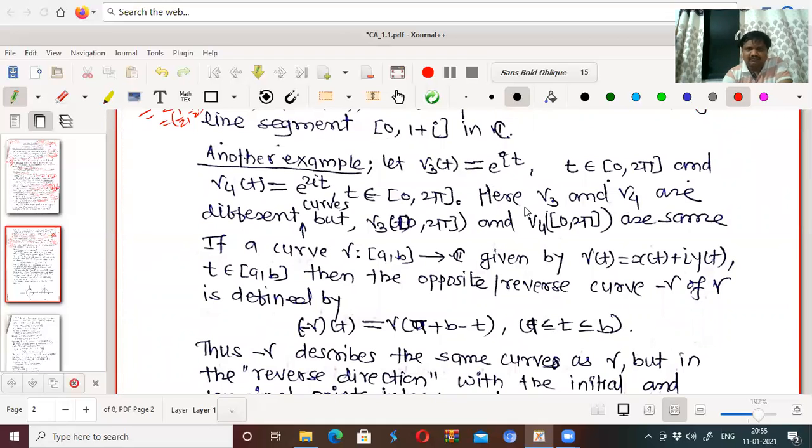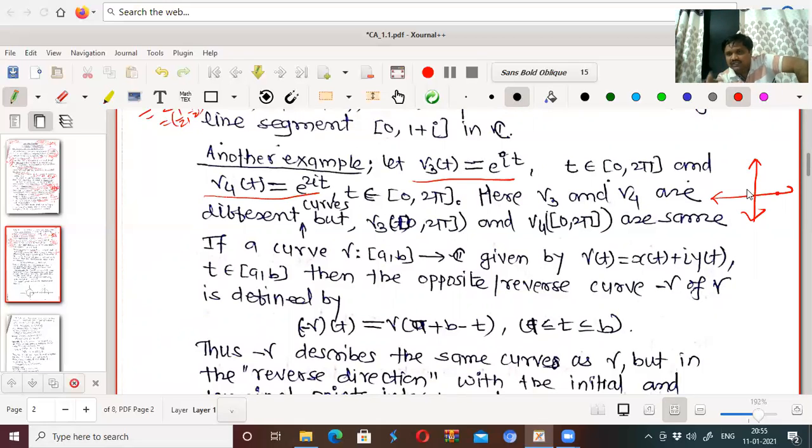We can take one more example. Gamma 3 of t is equal to e to the power it and gamma 4 of t is equal to e to the power 2it, for t belongs to 0 to 2 pi. Both these curves represent the same circle. What type of circle you will get? Again the unit circle. If I take t equal to 0, we get 1. So this is the point.